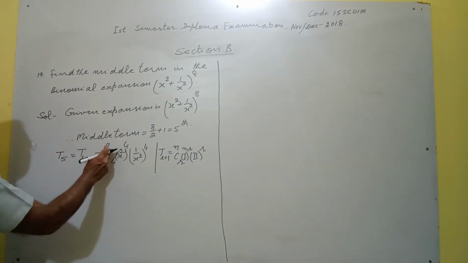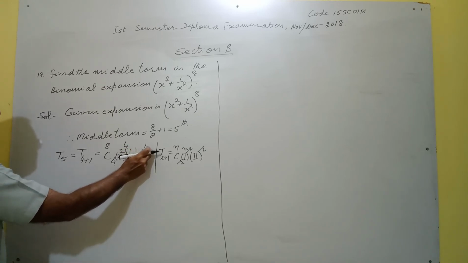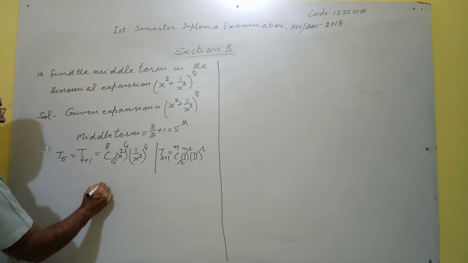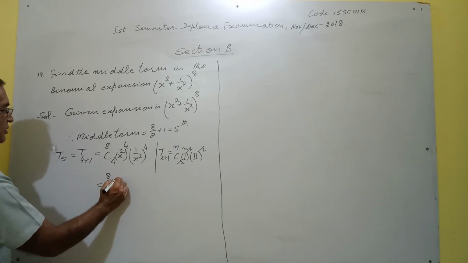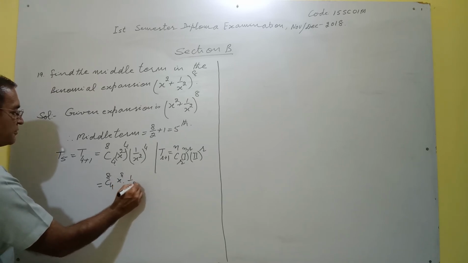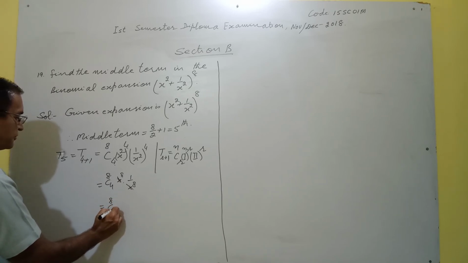So it will come out to be 8C4 into 1 by x square power 4, second term, and first term x square power 8 minus 4, that is 4. It will come out to be 8C4 x power 8 into x power minus 8, which we can cancel, so 8C4.